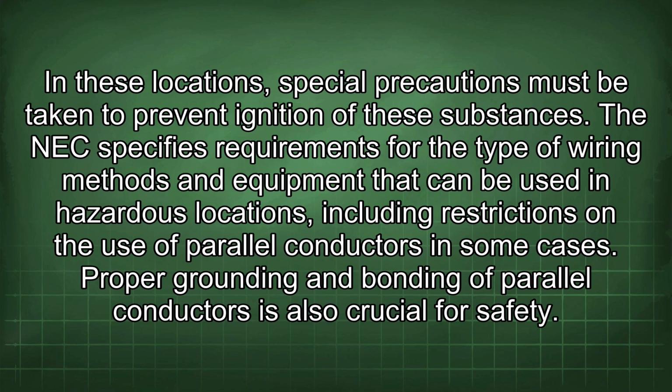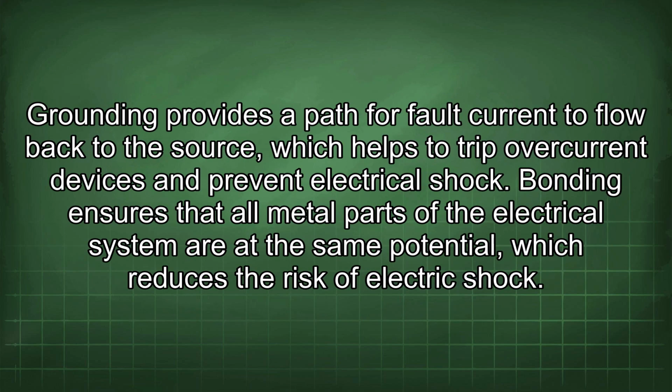Proper grounding and bonding of parallel conductors is also crucial for safety. Grounding provides a path for fault current to flow back to the source, which helps to trip overcurrent devices and prevent electrical shock. Bonding ensures that all metal parts of the electrical system are at the same potential, which reduces the risk of electric shock.